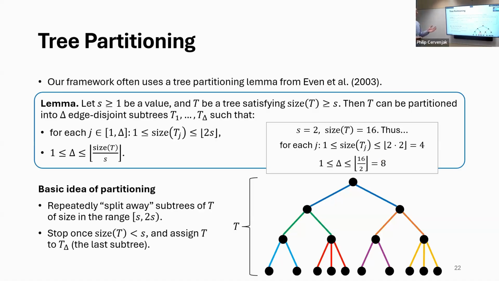So just quickly, as an example of applying this lemma, if s is equal to 2 and the size of T is 16, then plugging those numbers in, we just get that the size of each subtree is at most 4, and there are at most 8 subtrees.